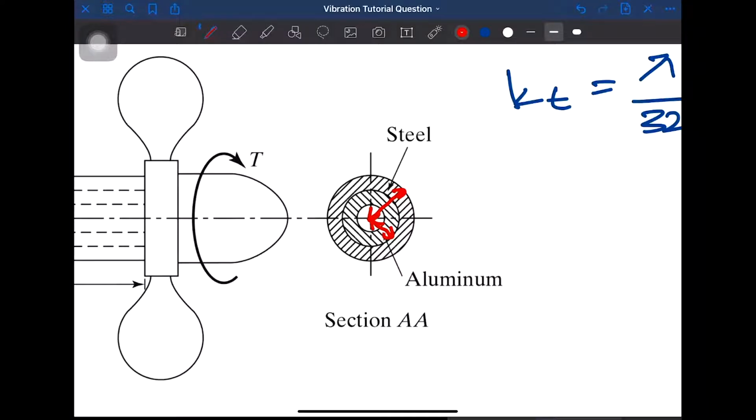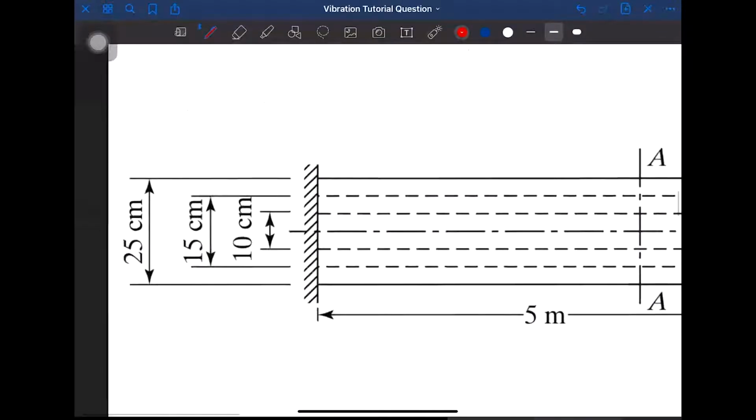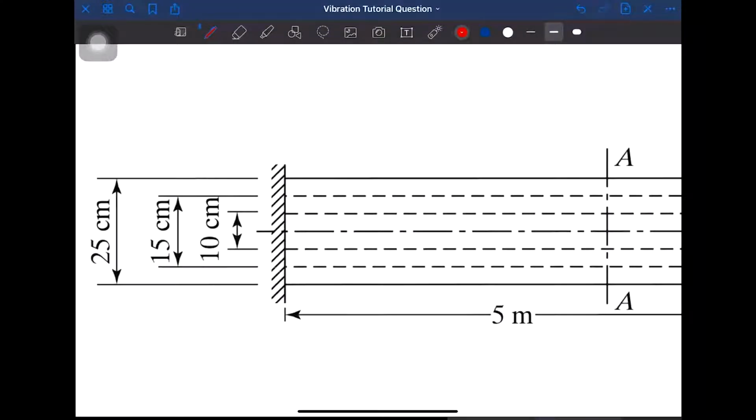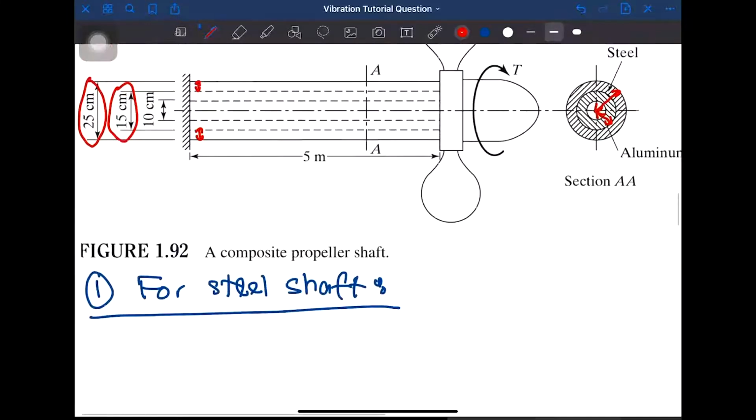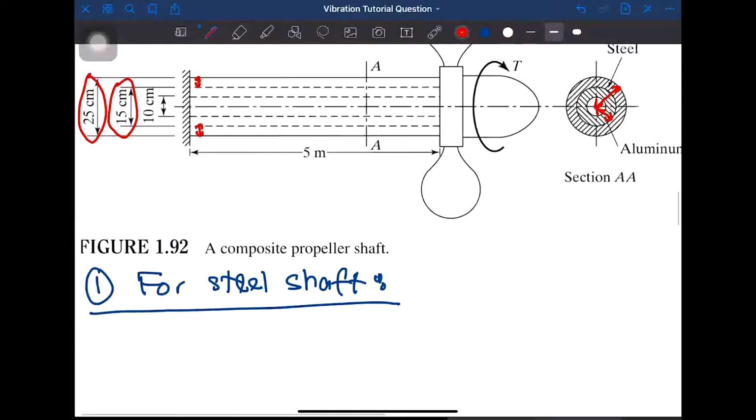So first of all, in order to find the torsional stiffness for the steel shaft, you have to find the steel shaft's big diameter and also small diameter. Since the steel shaft is at the outermost layer, the big diameter is 25, and the small diameter for the steel shaft is 15. This part, all right? Remember, the length for both materials is the same, which is 5 meters.